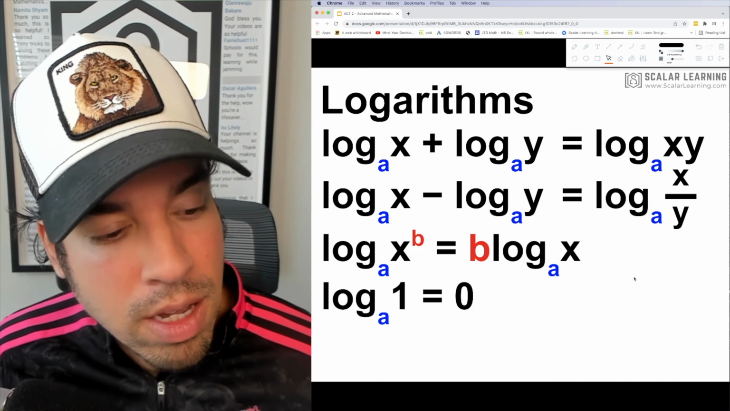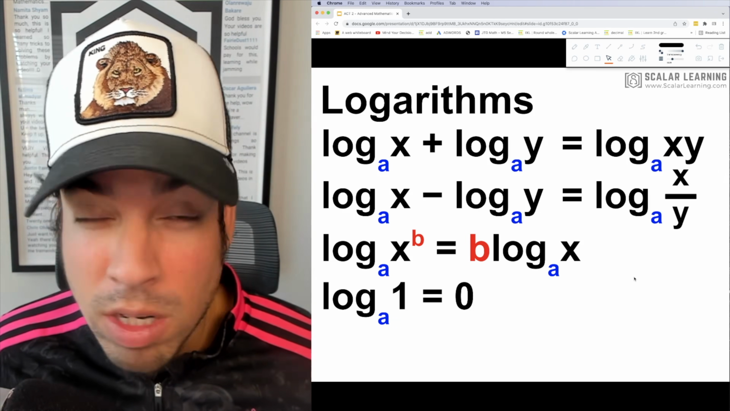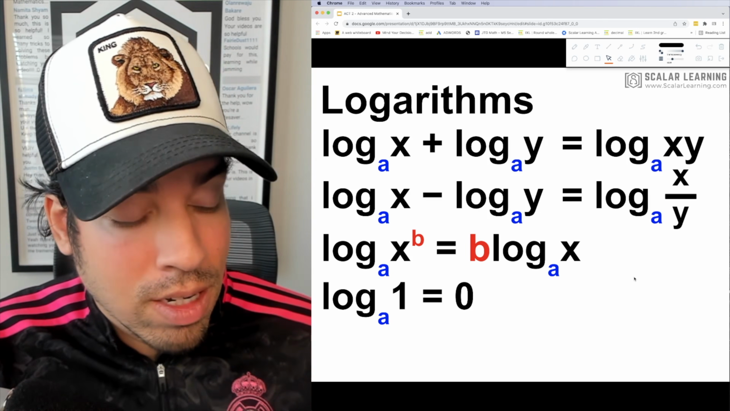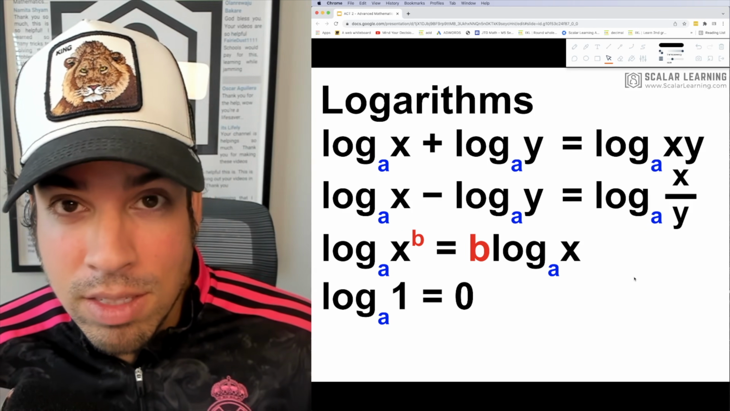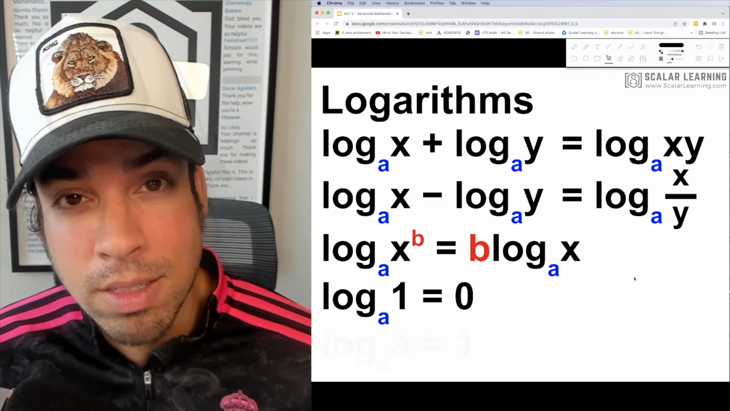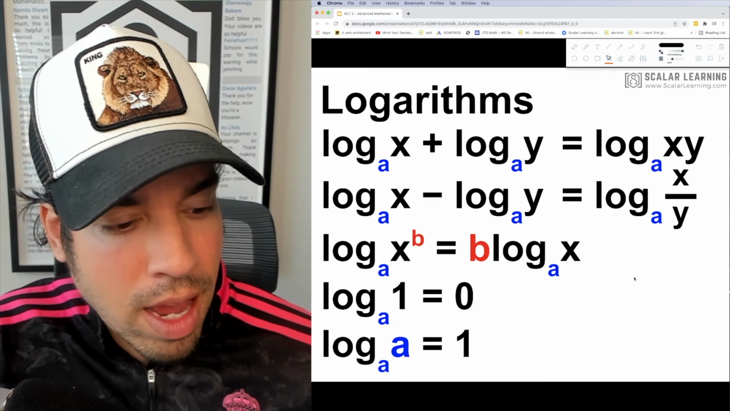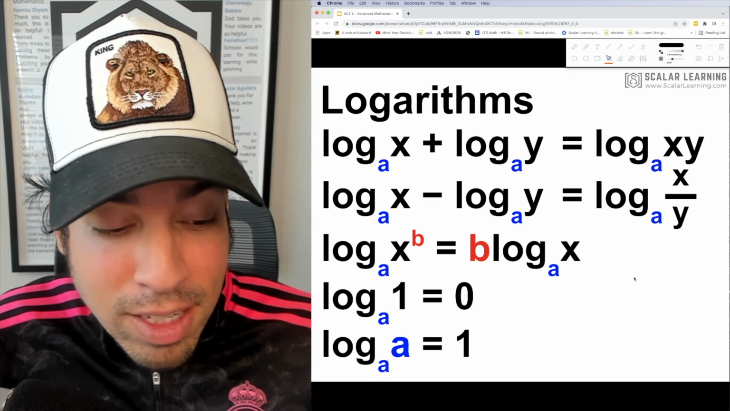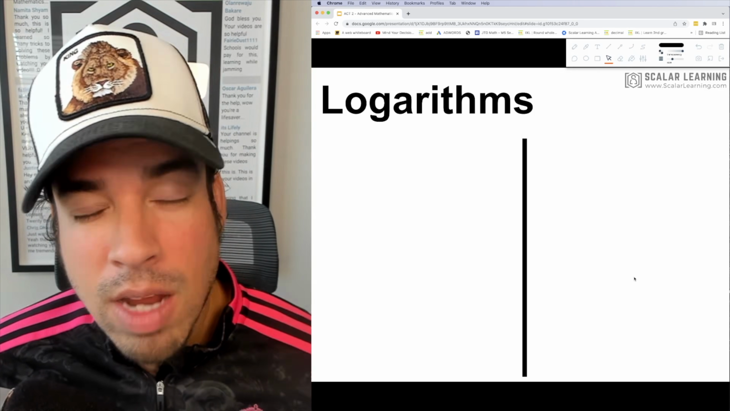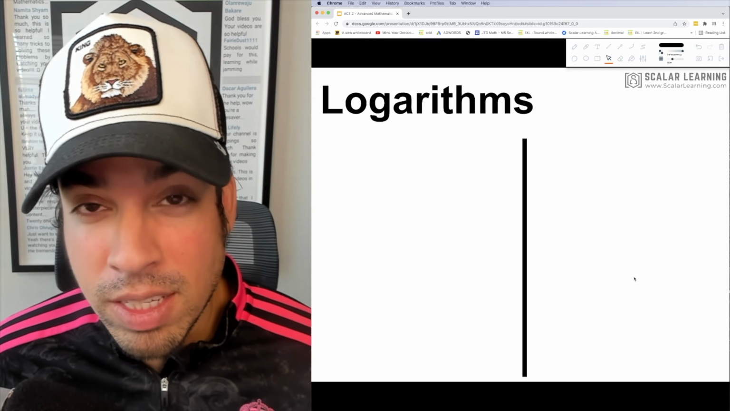And another simple thing, log base a of 1. Log base anything of 1 is always 0. Why is that? Because this is the same as saying a to the 0th power is 1. Well, anything to the 0th power is 1, so that makes sense. And last but not least, log base a of a is 1. Why does that make sense? Because what is this really saying? A to the first power is, of course, itself. It's a. Now we're just going to go through some concrete examples of seeing these rules in action.